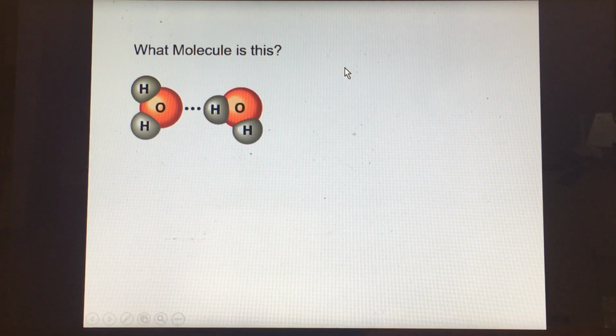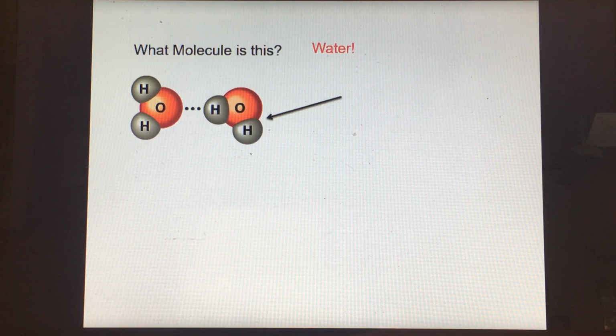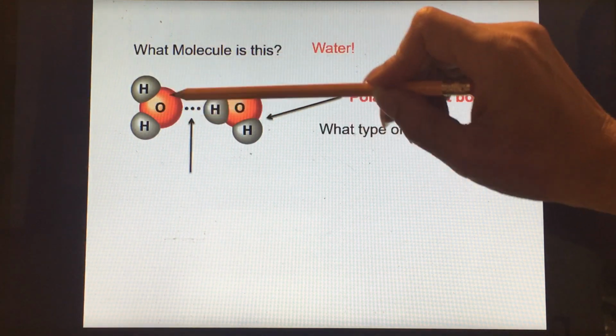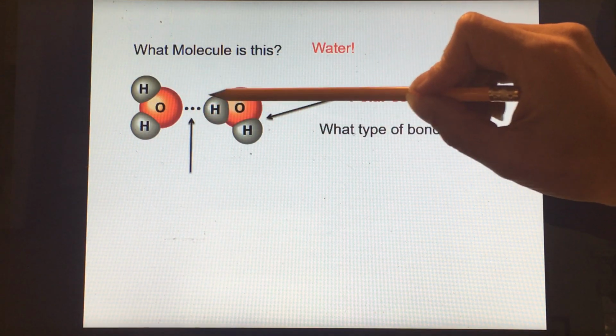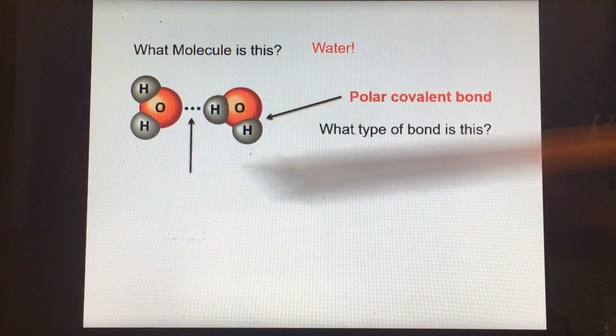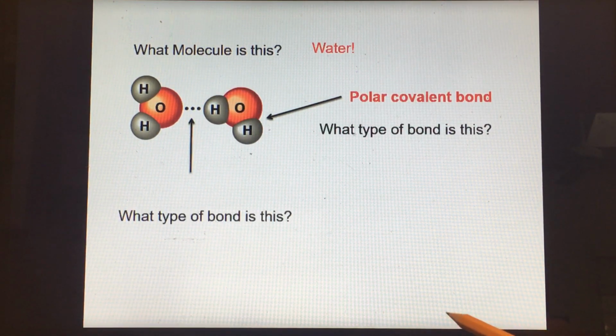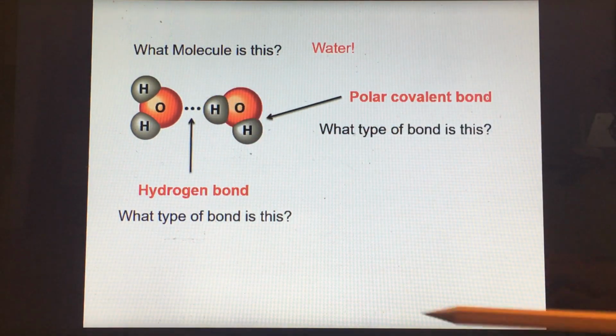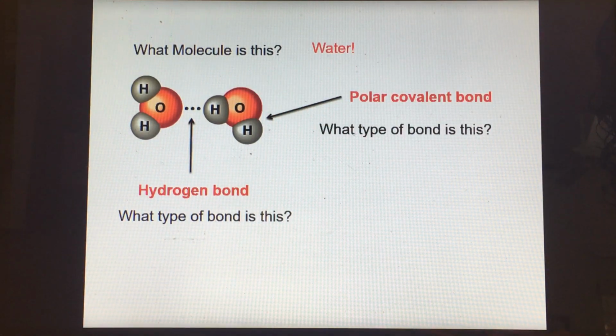So this molecule would be water. The bond that holds the hydrogen and oxygen together within a water molecule is called a polar covalent bond. The attraction between the negatively charged oxygen of one water molecule and the positively charged hydrogen of another water molecule is called a hydrogen bond. You can always tell hydrogen bonds in diagrams because there is a dotted line or a dashed line. In this case, you have a dotted line, but sometimes it's a dashed line.